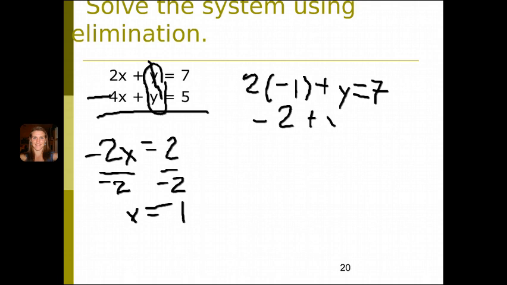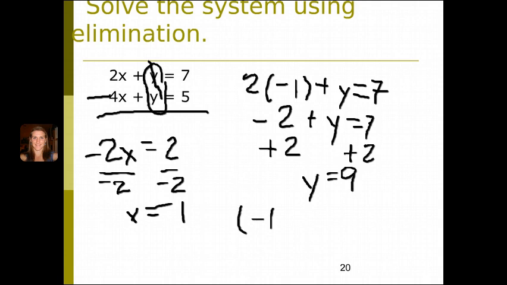Alright, we need to get y by itself. In order to do that, we're going to add 2. The opposite of a negative 2 is a positive 2. 2 plus 7 is 9. So the point of intersection now is negative 1, 9. Do you know what quadrant that's in? It's in quadrant 2. So the intersection of these two equations is negative 1, 9.